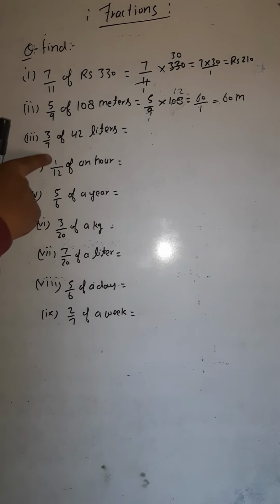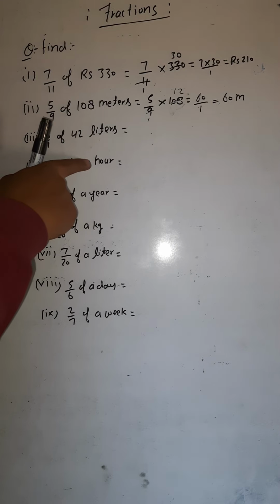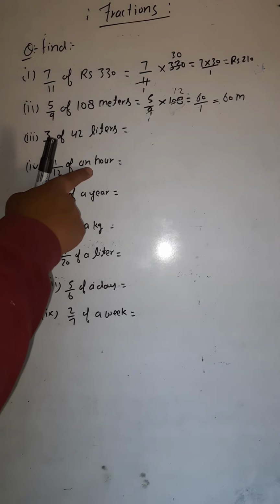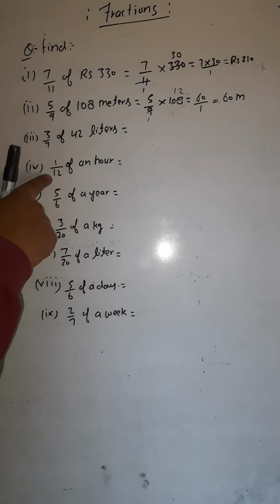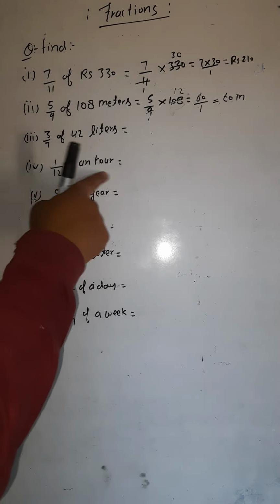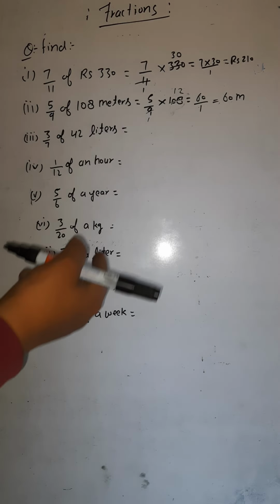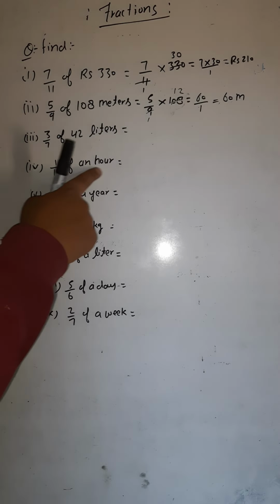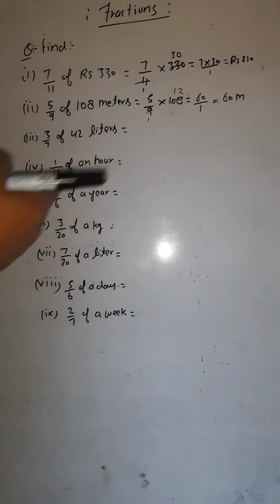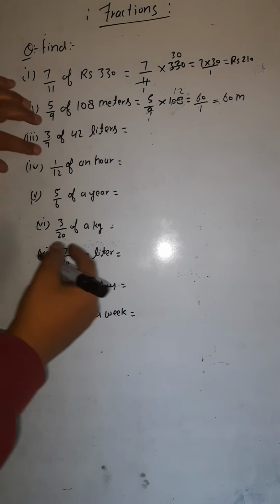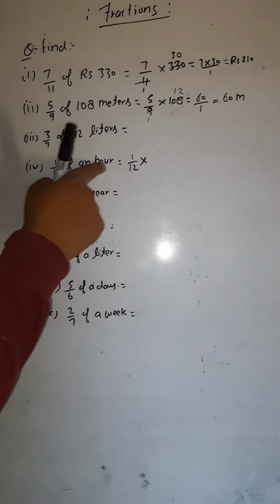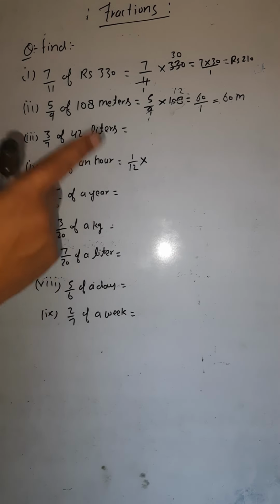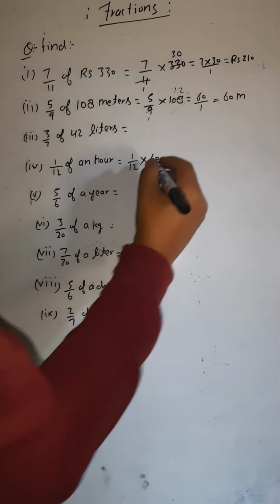Fourth question, let me tell you, 1 by 12 of an hour. Now, in 1 hour, how many minutes are there? 1 by 12 of an hour means it's 1 hour. So in 1 hour, how many minutes are there? 60 minutes. So in place of 1 hour, you can write there 60 minutes. So I would write this like 1 by 12 multiply an hour. So in 1 hour, there are 60 minutes. So I would write here 60.